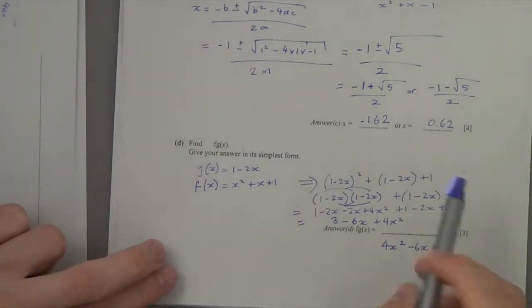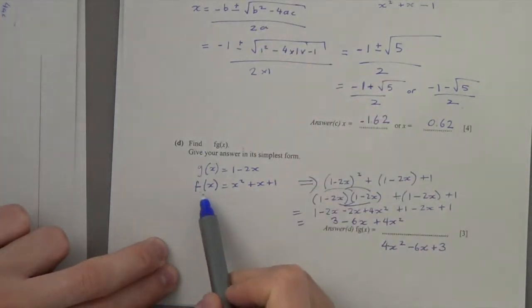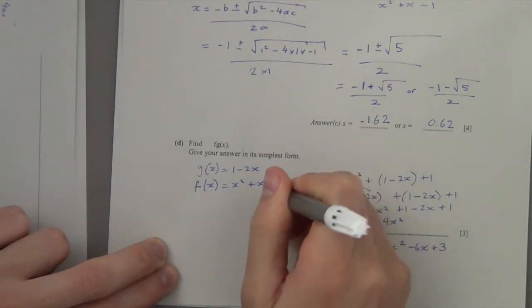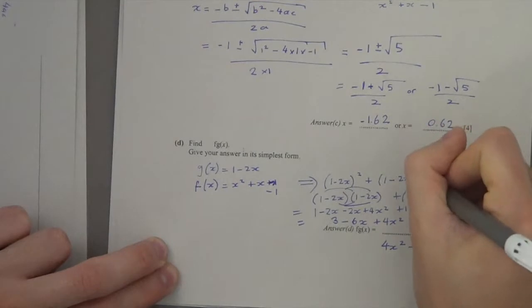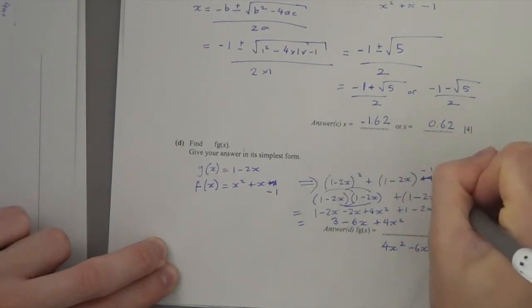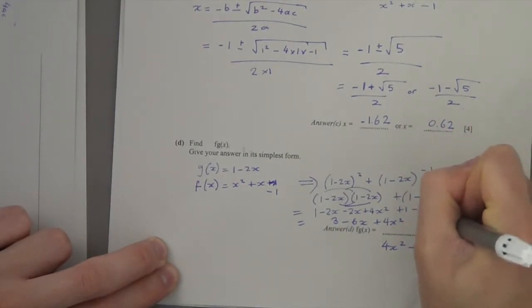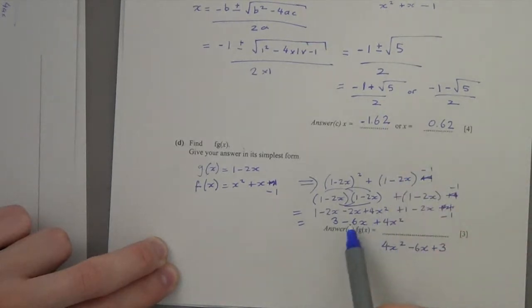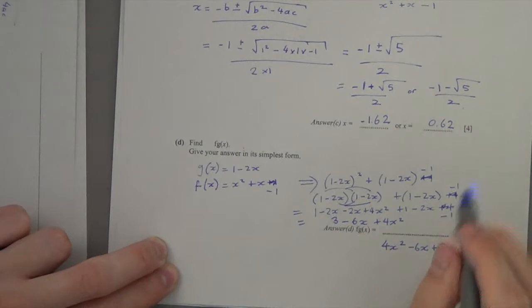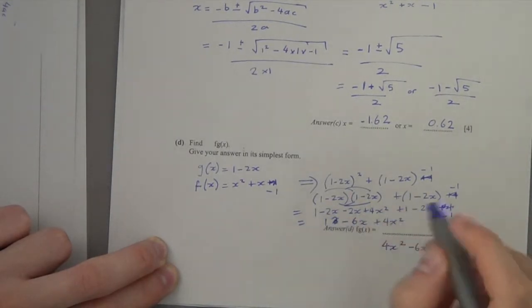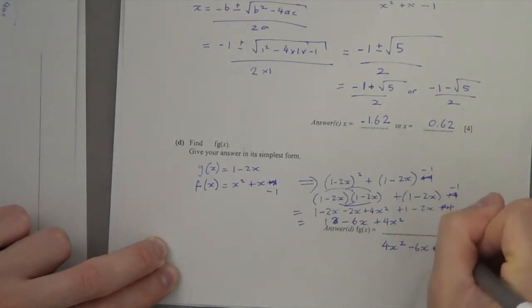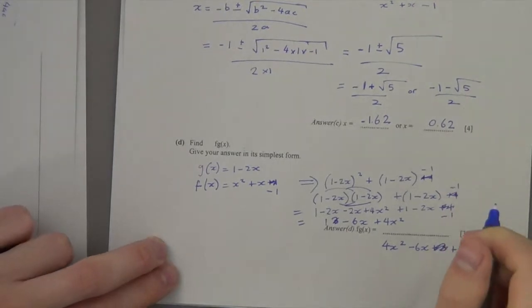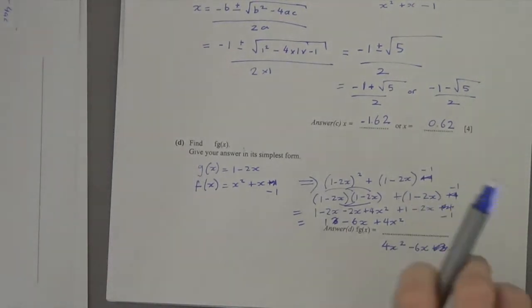Okay, just realize in the function f of x, this actually is a minus 1. Okay, so I need to change these to minus 1s. So that means we end up with 1 plus 1 minus 1, so that's 2 minus 1, gives me just 1, so this is plus 1, okay? So that's the answer to that question.